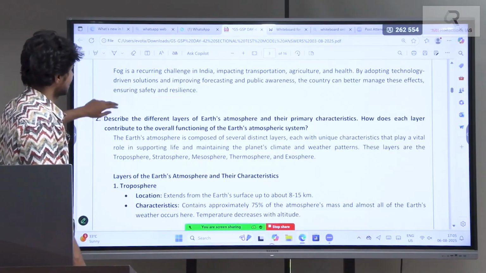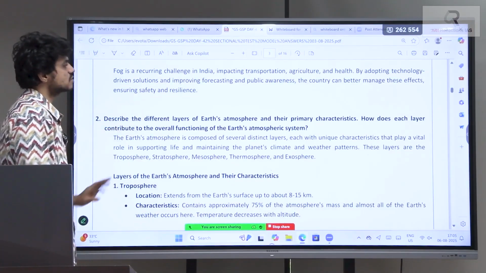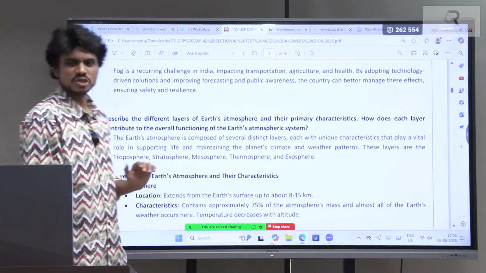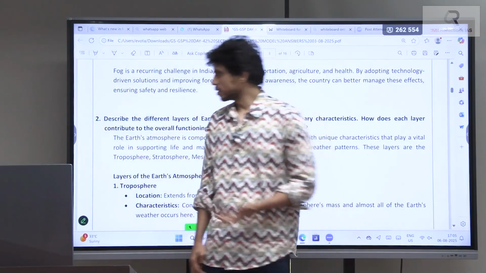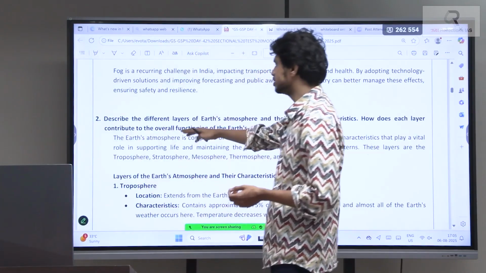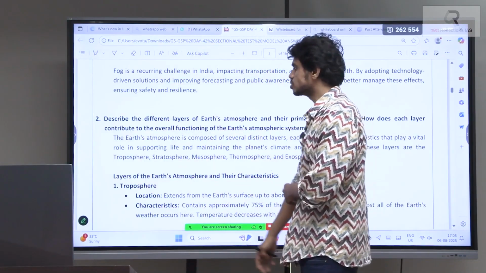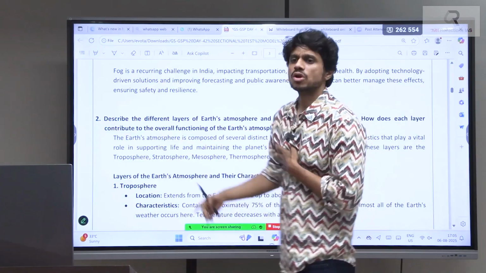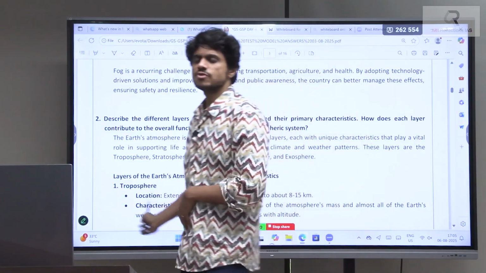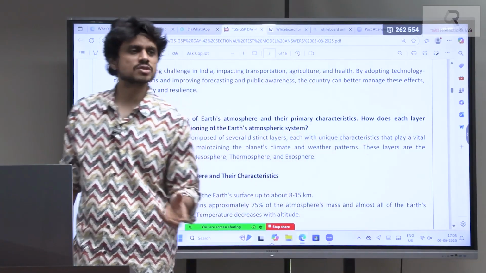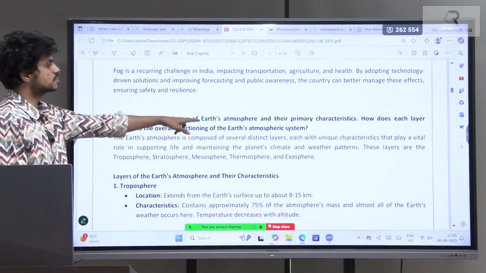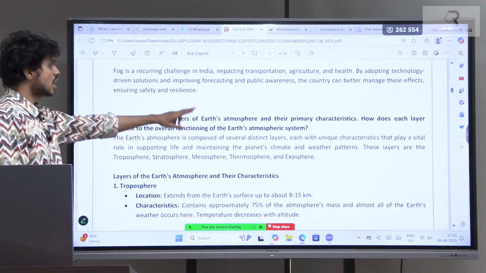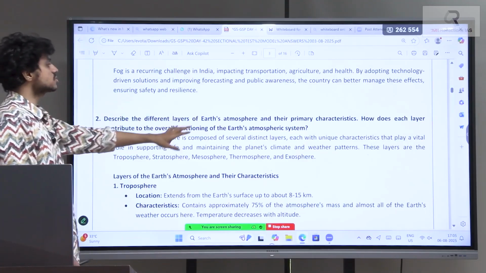Now see here, next question, describe the different layers of the Earth atmosphere. You need to just give the factual information. What are the different layers? You need to describe those layers. If the question is examine, you will focus more on the analytical point of view. So here, if you just mention some of the factual information present in the different layers, still it will work. Describe the different layers of the atmosphere and their primary characters. How does each layer contribute to the overall functioning of the atmosphere?